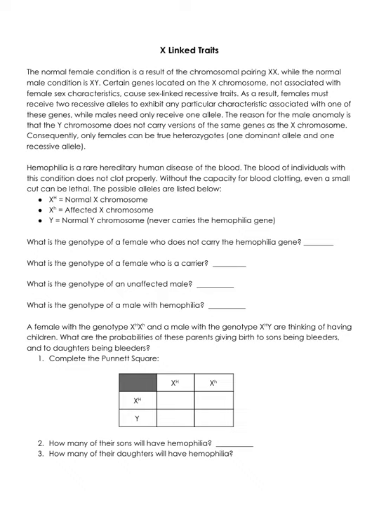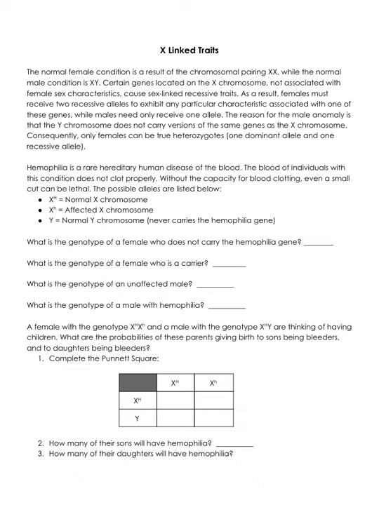Hemophilia is one of the diseases that is carried on the X chromosome, so we've got a couple questions about hemophilia to answer today. Hemophilia is a rare hereditary human disease of the blood. The blood of individuals with this condition does not clot properly, and because they can't clot properly, they bleed excessively, even from small cuts. The possible alleles for the hemophilia disease are X capital H, X small h, or Y, which is a normal Y chromosome, which never carries the hemophilia gene.